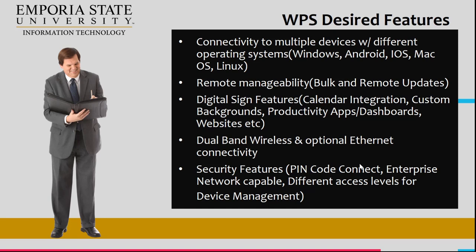Dual band wireless and optional Ethernet connectivity. Just being able to connect to 2.4 or 5 gigahertz wireless networks as well as a physical Ethernet connection gives you more flexibility when you install a wireless presentation system, so that if you have a space that you don't have a physical Ethernet connection in, you could still utilize the wireless, and vice versa.